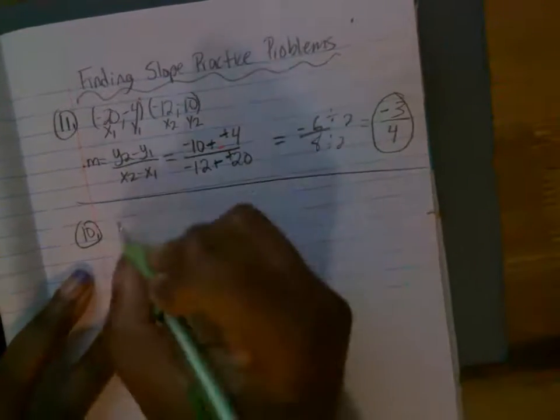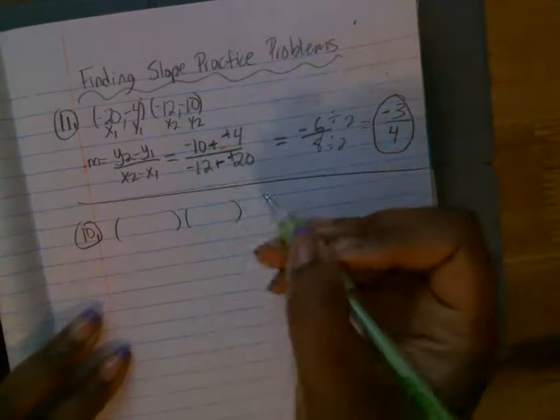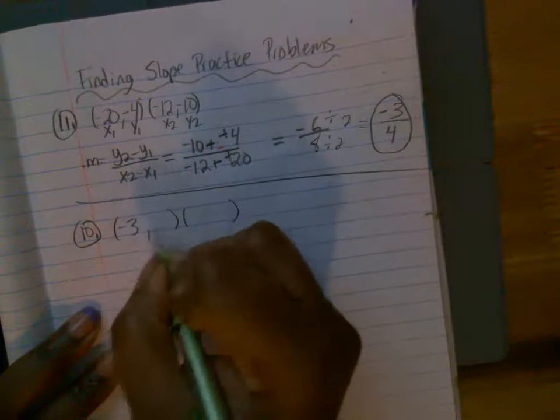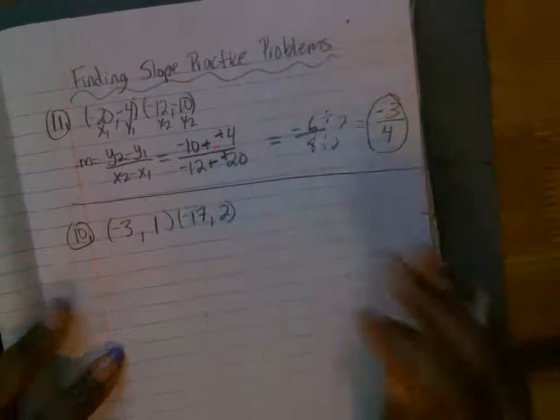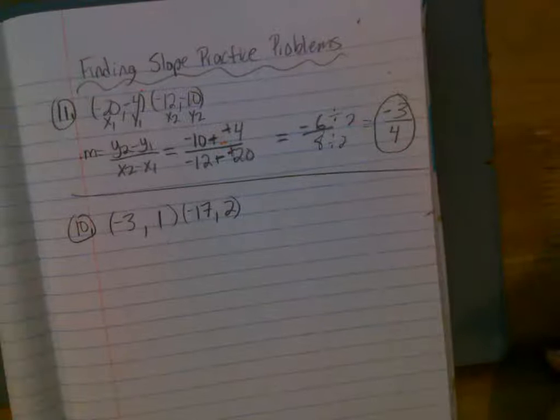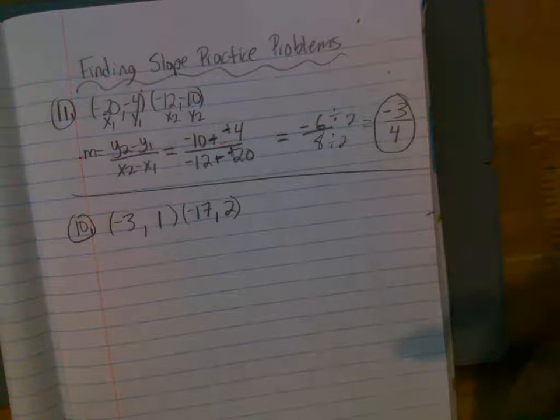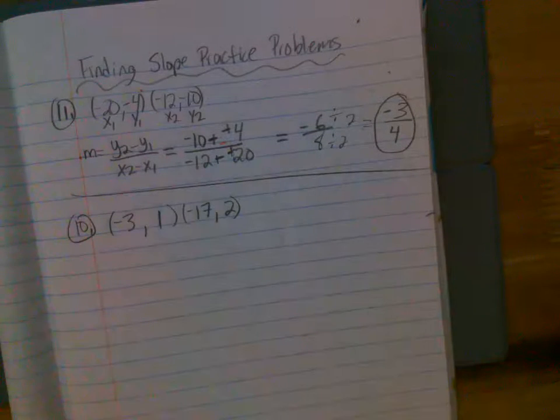All right, so we got 2 ordered pairs. We have negative 3, comma 1. We have negative 17, comma 2. Let me know if I'm moving too fast, okay? Okay, y'all? And I'll slow it down. We've already done the odd problems. I only did number 11 because some people got 11 wrong. Got it?